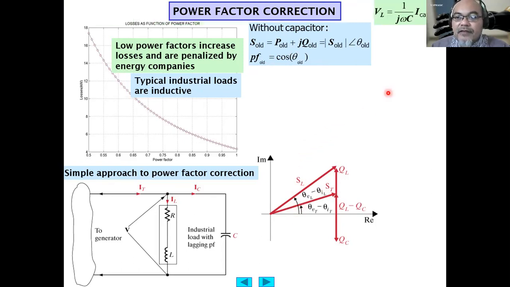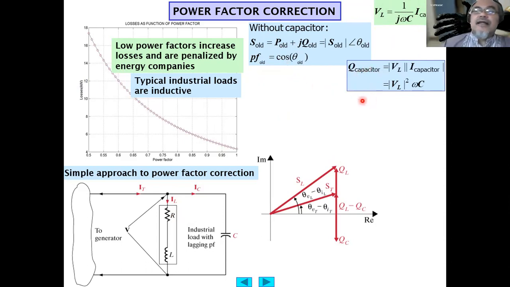Then we introduce a capacitance in parallel to this. We know that the impedance of a capacitance is 1 over j omega C. So the voltage at the load equals the current flowing through the capacitor, I capacitor, times the impedance of the capacitor, 1 over j omega C. When you multiply, the voltage is lagging behind the capacitor current, or the current is leading the voltage. So this will compensate the lagging power factor due to the inductive load.